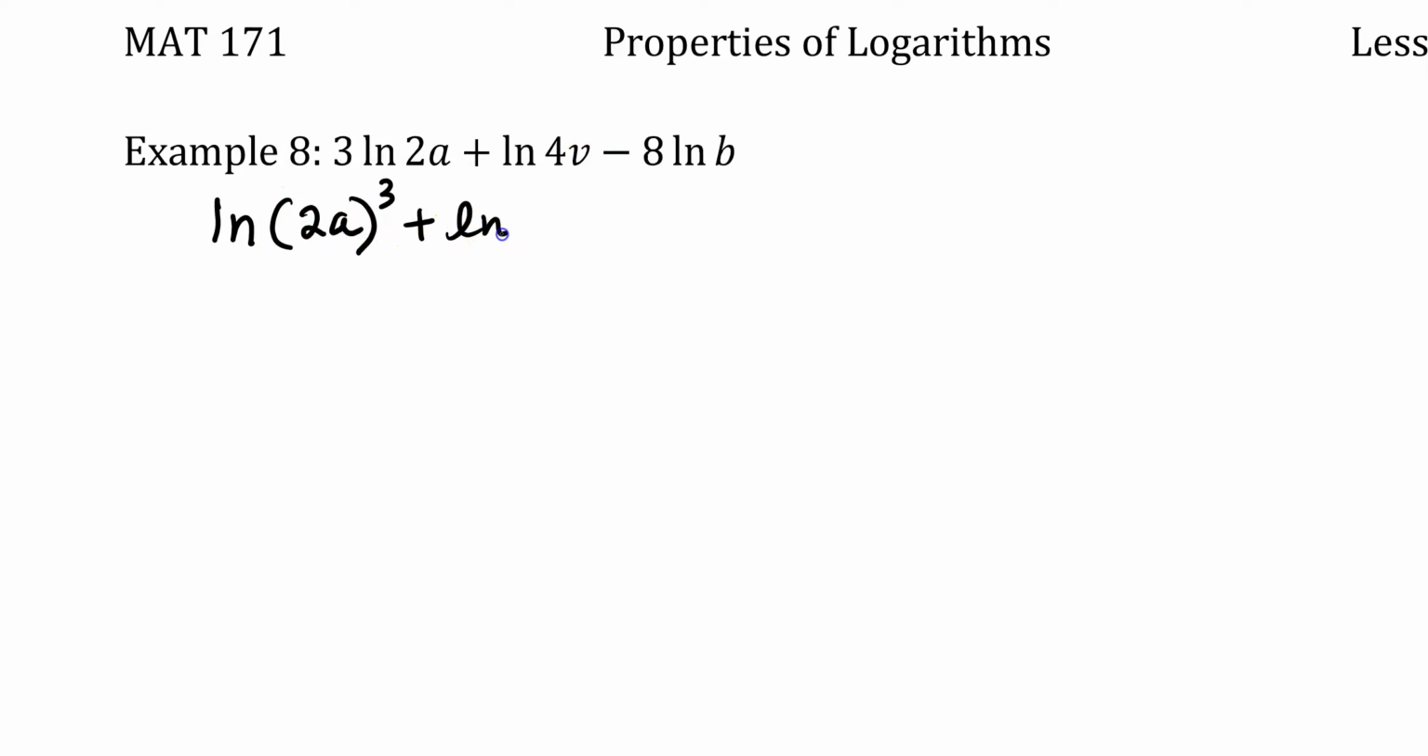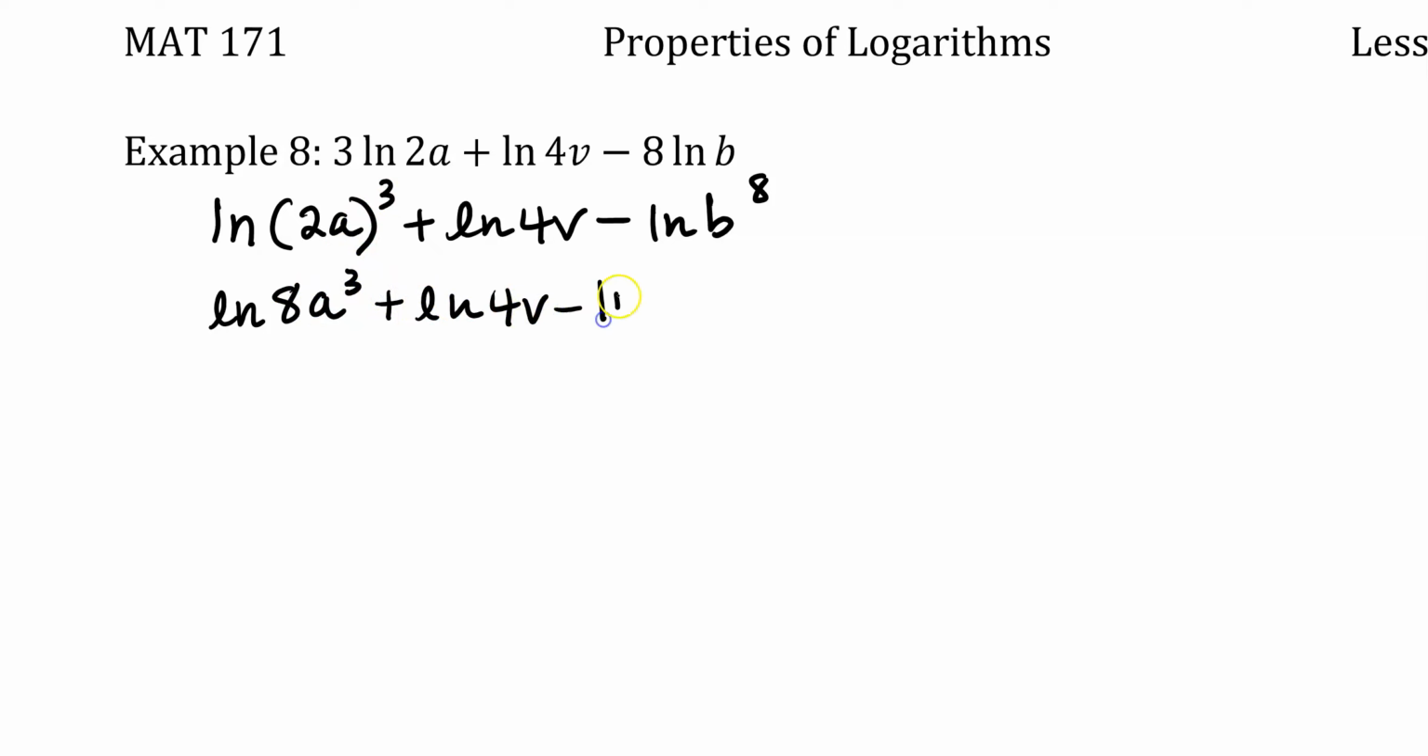There's no coefficient to send to the exponent in the second logarithm, and in the last logarithm I will send the coefficient of 8 to the exponent of b. I'll go ahead and simplify the exponent in that first logarithm. I need to apply the exponent of 3 to the 2. 2 cubed is 8, and a cubed is simply a cubed. I'll bring down what we have in our second logarithm and in our last logarithm. There's nothing to simplify there.